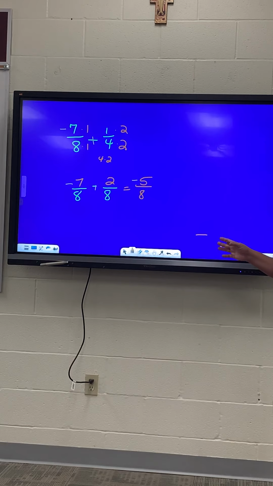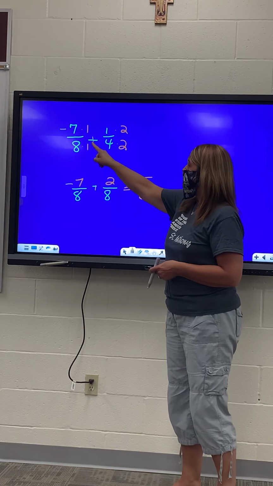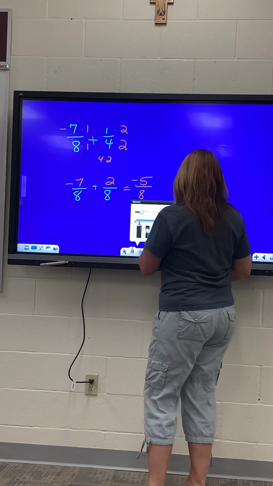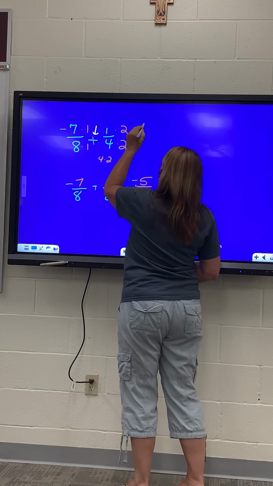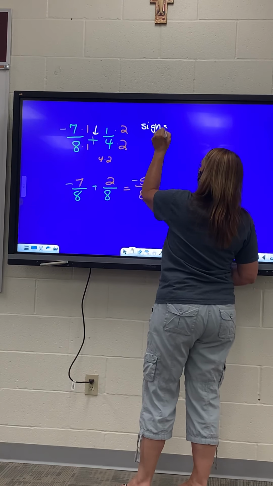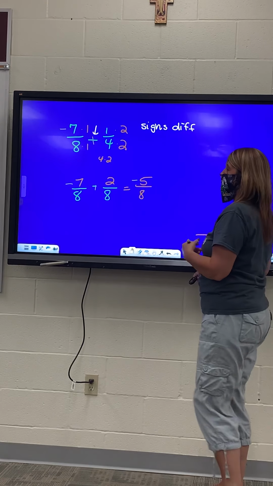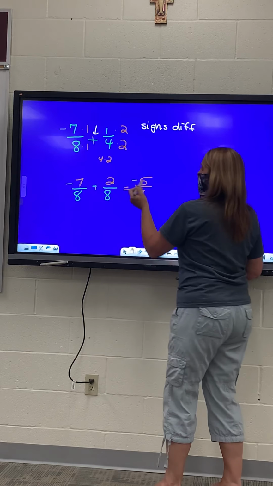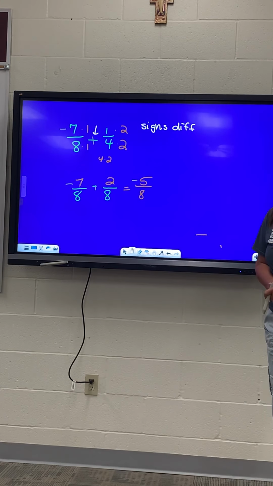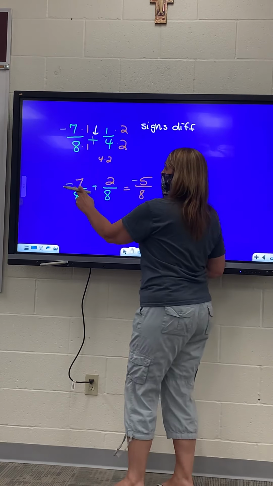I'm gonna go through it again because I'm seeing some confused faces. If this was the original problem, we would say, there's a plus sign, so I look at the signs are different. So my rules say subtract, take the sign of the bigger number. So I subtract 7 minus 2, the bigger number's 7, so it's negative 5/8. You just do the same thing, but then just put the minus, because this one was bigger.